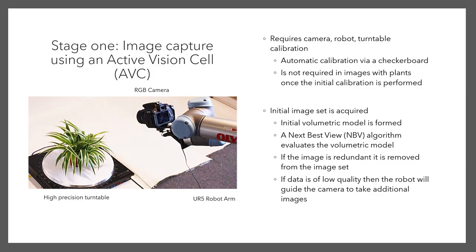So image capture then proceeds as follows. The robot arm guides the camera and collects an initial image set from the target plant. This is then used to create an initial volumetric model. So I'll show more of that on the next page, but a volumetric model is basically made up of voxels, so little cubes that represent your plant form. A next best view algorithm then evaluates this volumetric model. And if the image is redundant, it is removed from the image set, or if the data is of low quality, then the robot will guide the camera back and take additional images to improve that given area.